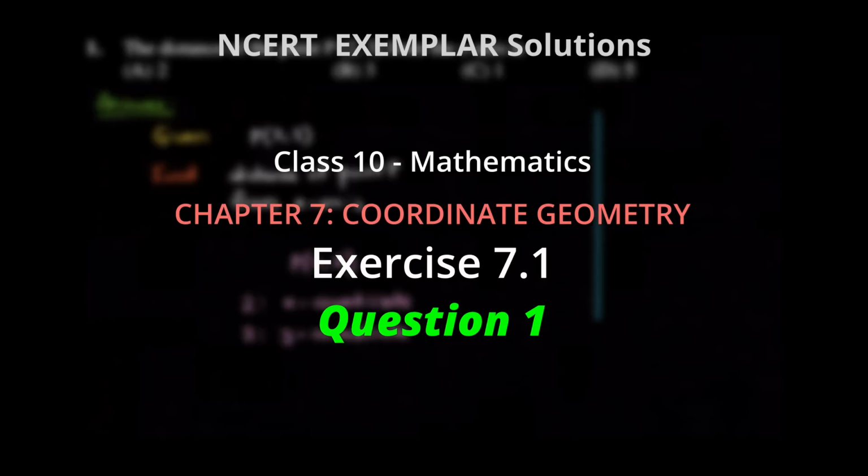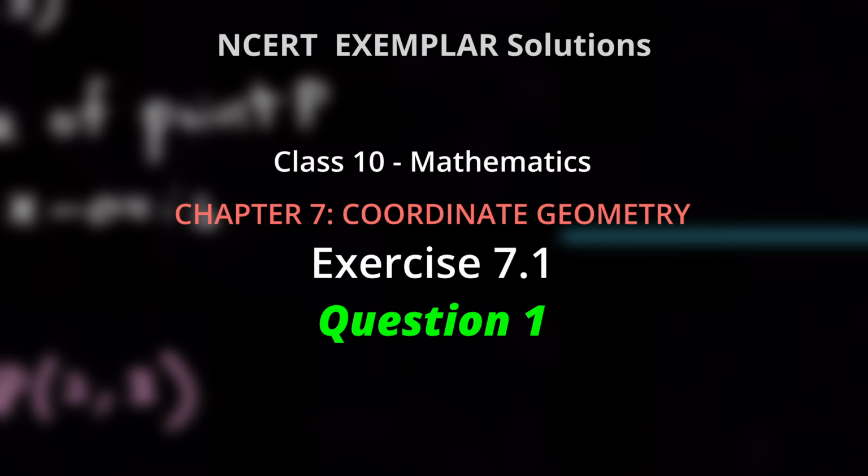NCERT Exemplar Solutions, Class 10, Maths, Chapter 7, Exercise 7.1, Question 1. The distance of the point P (2, 3) from the x-axis is: option A, 2; option B, 3; option C, 1; or option D, 5.